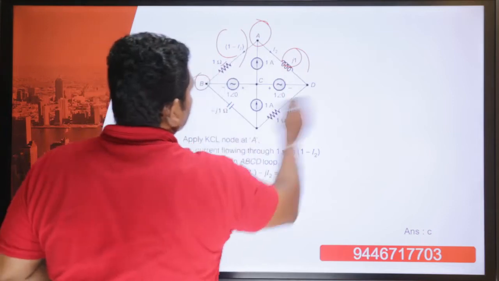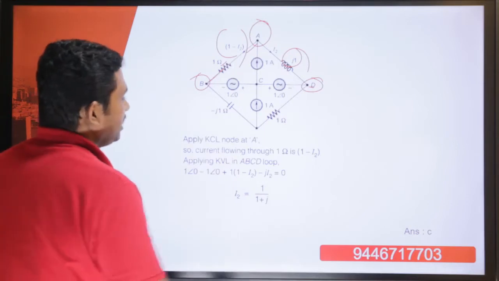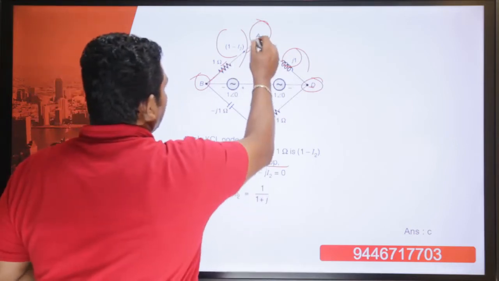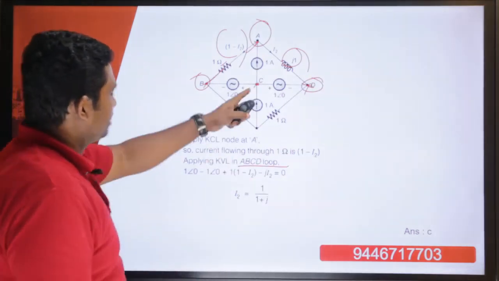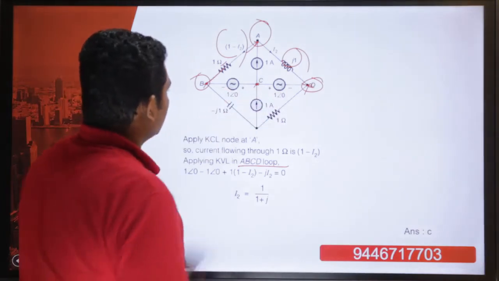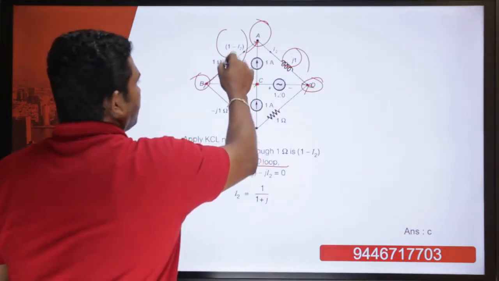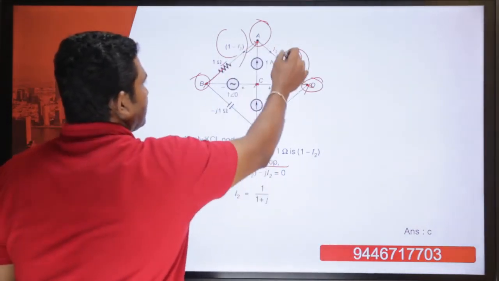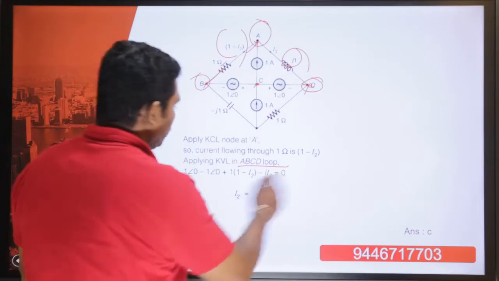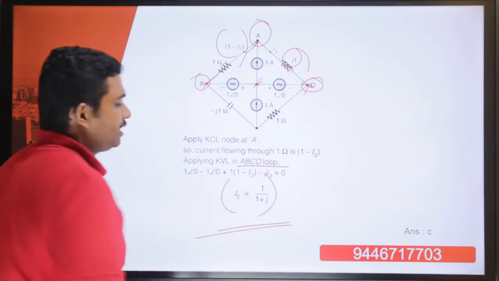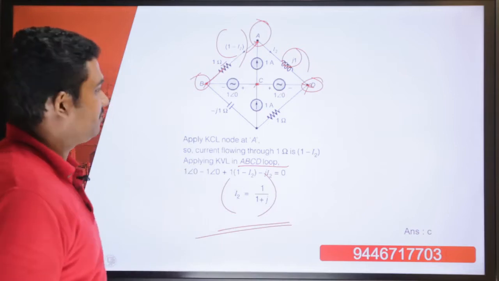Now we will consider the loop A, B, C, D. We are going to write the equation as 1 angle 0 minus 1 angle 0, because this is connected in opposite, so it is 1 angle 0 minus 1 angle 0. Then here this is 1 into (1 minus I2), and here this is J1 into I2, so it is minus JI2 equal to 0. From this you will get the expression for I2 as 1 divided by 1 plus J. So I2 becomes equal to 1 divided by 1 plus J.